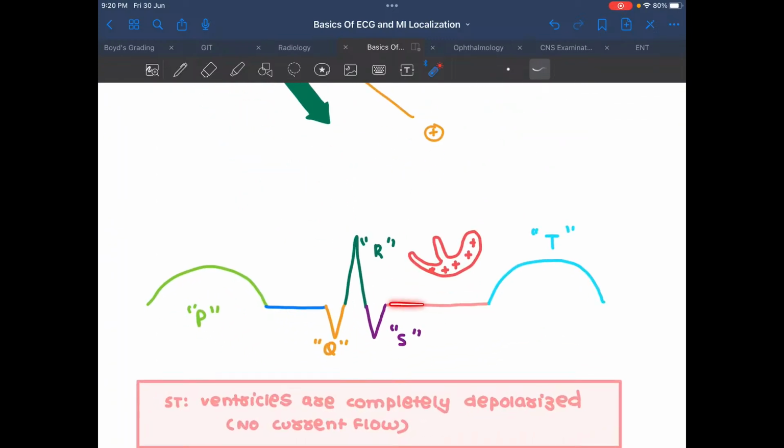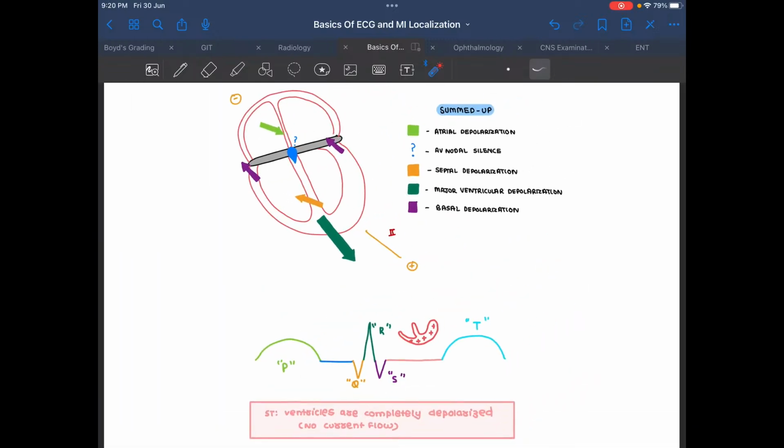Just remember, guys, the ST segment is that portion of the cardiac cycle where our ventricle is completely depolarized. Whenever something is completely depolarized, meaning everything is positive, there is not going to be any change in the flow of current. Since one is positive and the other is positive, there is no flow of current over here, and I'm going to see an isoelectric line just like the PR segment. But the PR segment's isoelectric line was mainly due to the AV nodal silence, and the ST segment's isoelectric line is mainly due to the fact that all of the ventricle is depolarized.